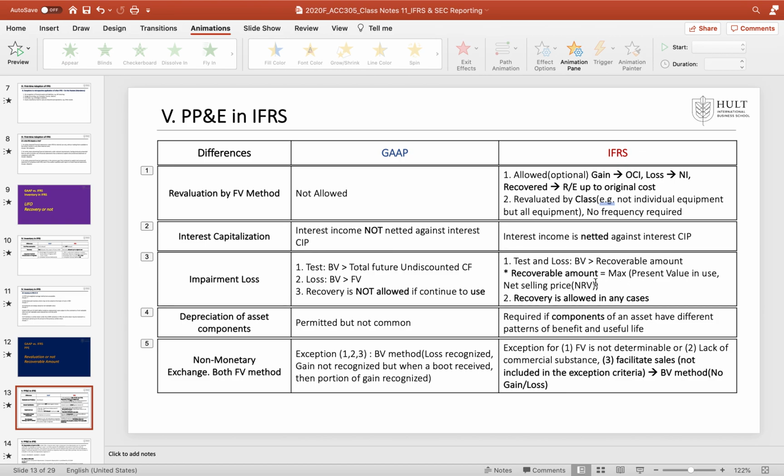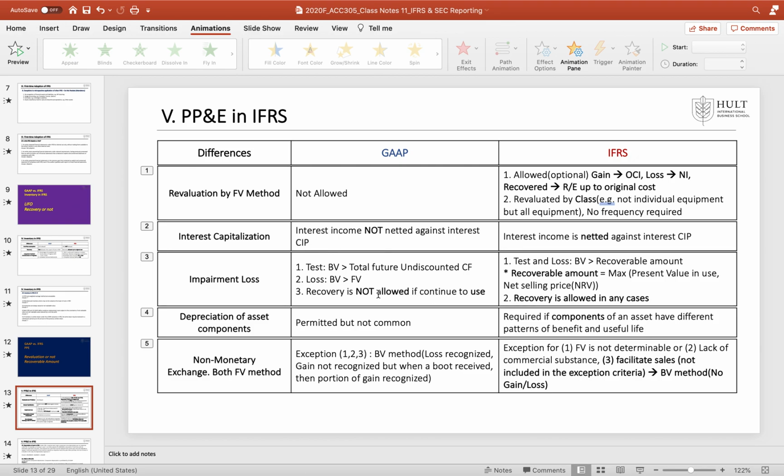That is the distinction. Also, net selling price, which is net realizable value, is calculated as the fair value minus the selling cost. So if the present value in use is greater than the net selling price, then the company can choose the present value in use as the recoverable amount. If this recoverable amount is lower than the book value, they directly recognize the loss. Then recovery is allowed in any case.